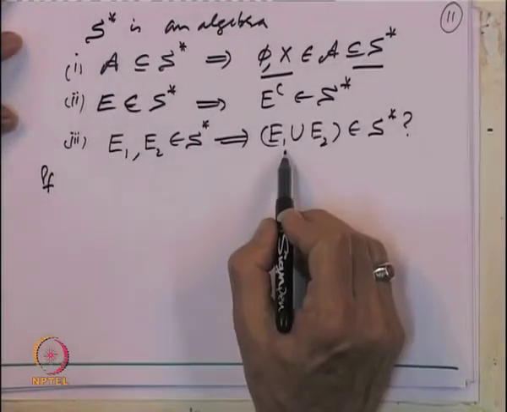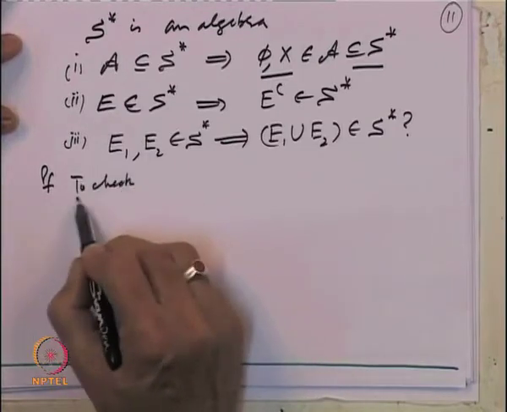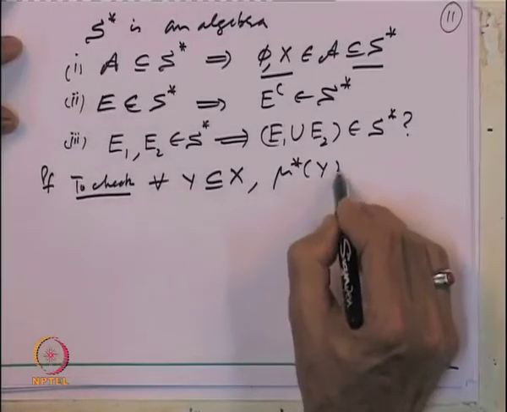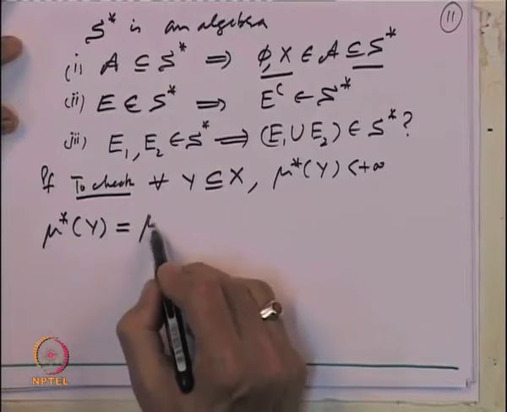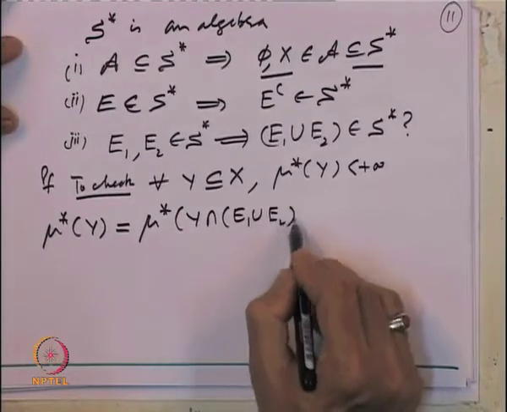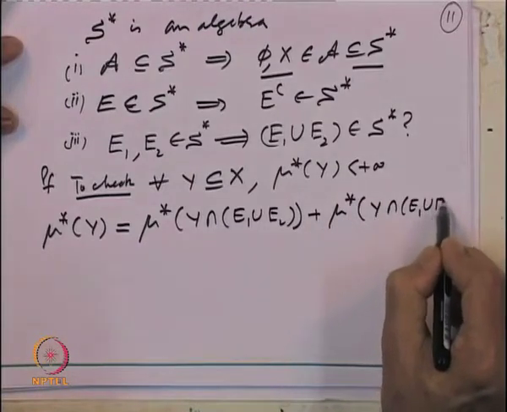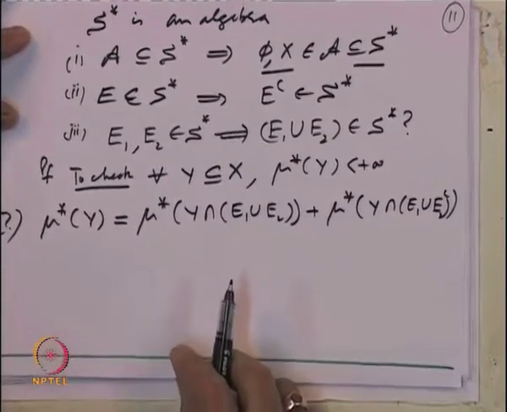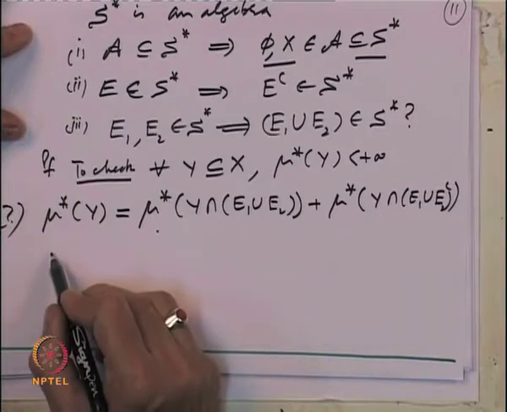To check that E1 union E2 is measurable, we have to check that for every y contained in X, with mu star of y finite, mu star of y can be written as mu star of y intersection the set, that is E1 union E2, plus mu star of y intersection E1 union E2 complement. So, this is the property that we have to check. What we will do is compute each one of the terms and show it is equal to mu star of y. So, for that we start.